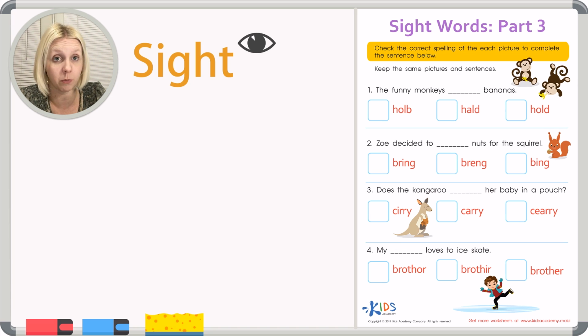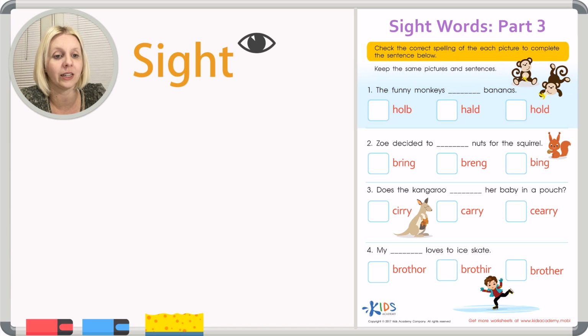And the way I like to memorize sight words is I like to just practice them over and over again. And that's what we're going to be doing today with our sight words. We're going to be looking and finding the correct sight word, and then we're going to practice them several times. And I'm going to show you a technique that we're going to do today. So let's go ahead and get started. This says, check the correct spelling of each picture to complete the sentence below. Keep the same pictures and sentences.